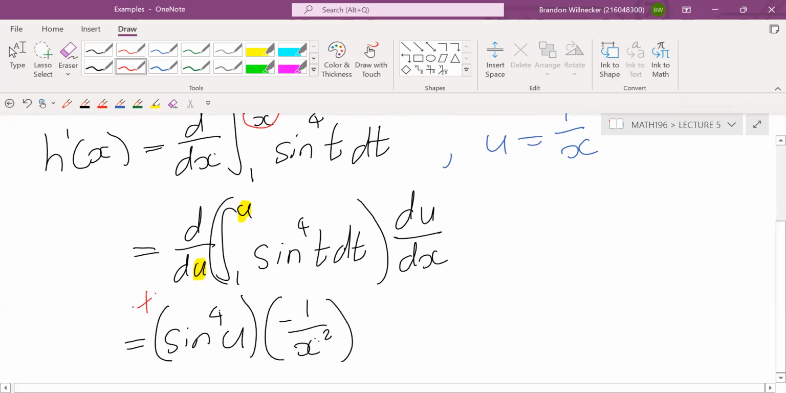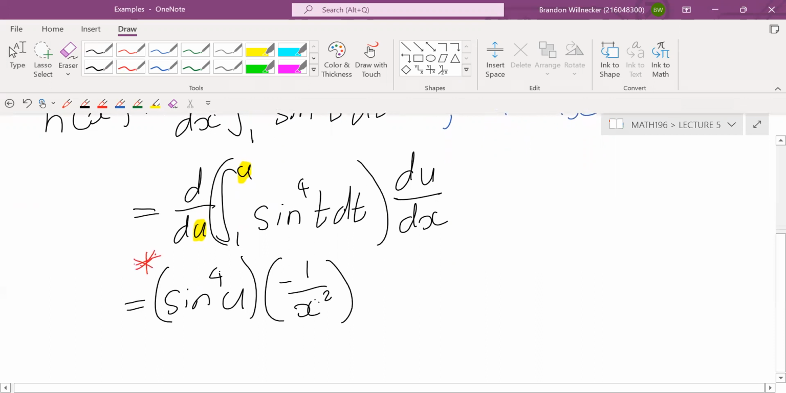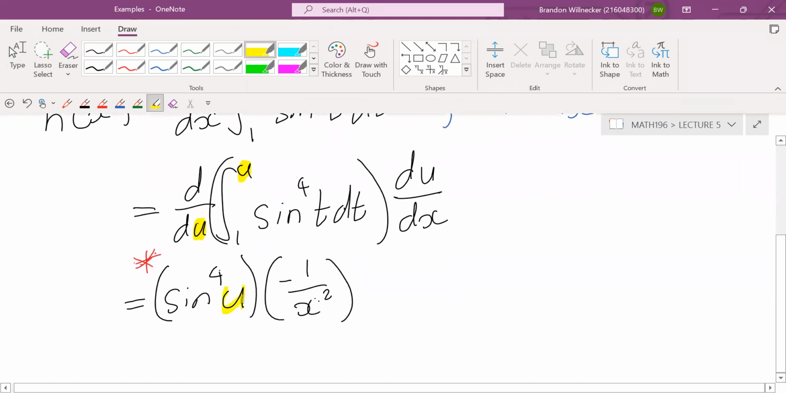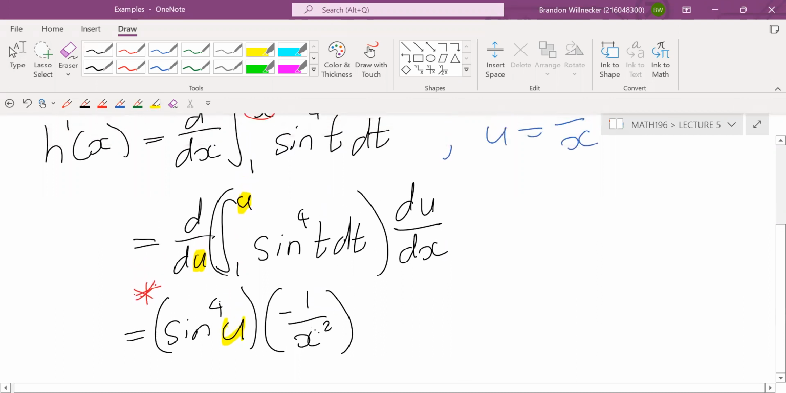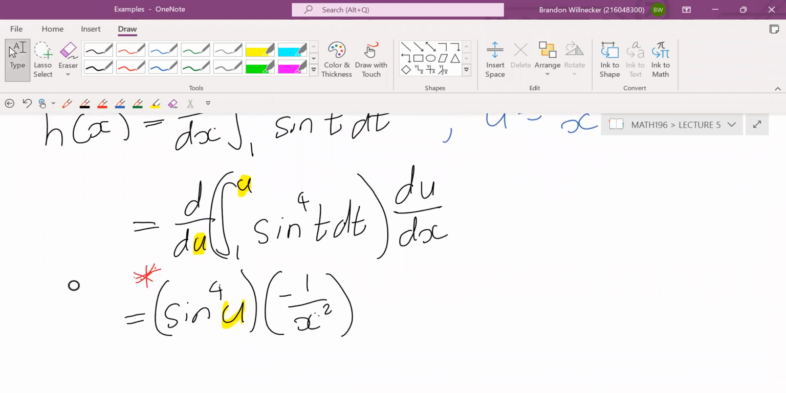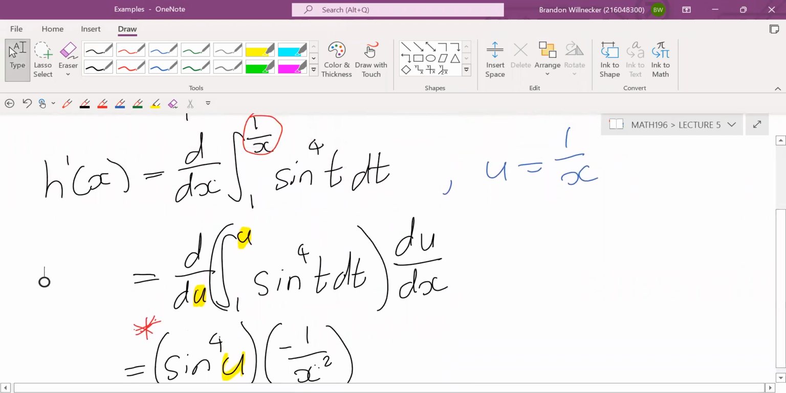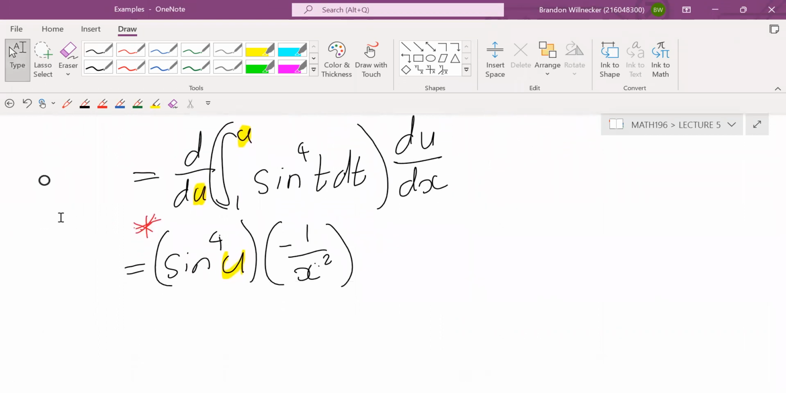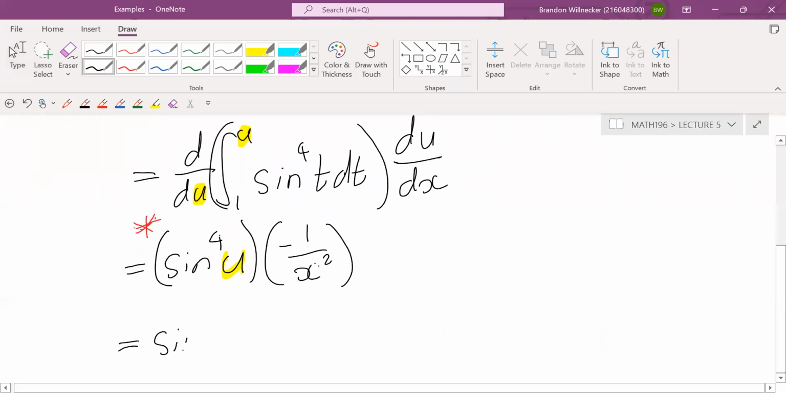Okay, but again, we're not done yet. This is just an intermediate step. We've got u over here. We need everything in terms of x. So in place of u, we need to put 1 over x. So this becomes sine to the 4, 1 over x, and then minus 1 over x squared. Okay, and we can leave it like that.